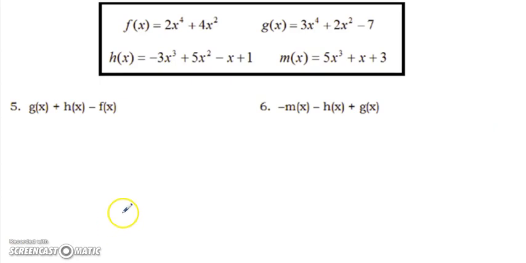All right, if you haven't tried numbers 5 and 6, the main difference is that they have 1, 2, 3 expressions in them, so they're just going to be a little bit longer. So take some time and try those. Pause the video, try 5 and 6, and then unpause to see how you did. All right?